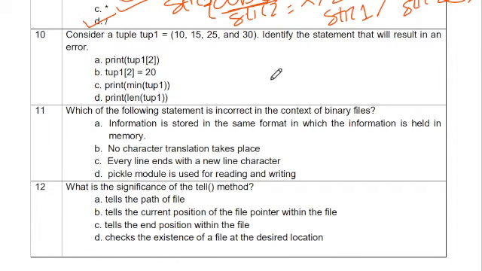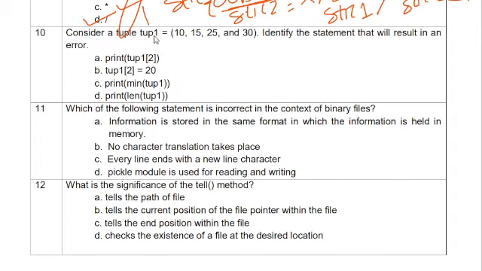Then consider a tuple1 with 10, 15, 25, and 30. Identify the statement that will result in an error. Which statement will raise the error in the tuple? So if you can see, print tuple1[2]. There is no error. It will print the element at the second index.